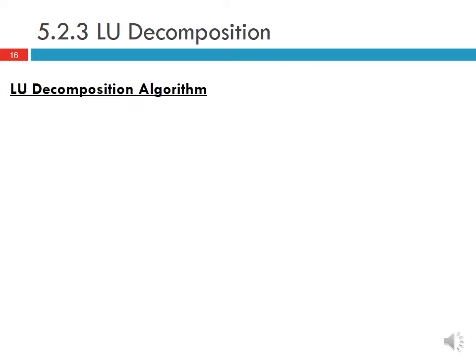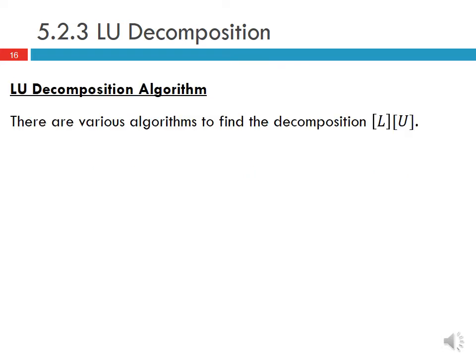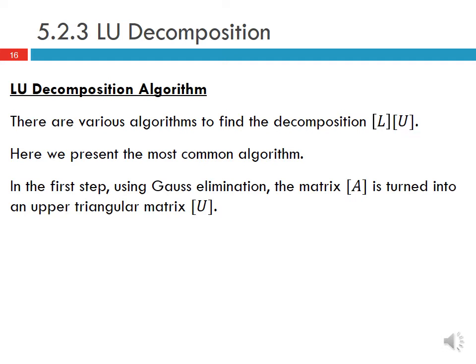So let's take a look at the LU decomposition algorithm. There are various algorithms that we can use to find the decomposition LU. And this decomposition is not unique, so there's more than one combination of L and U that can give us A. Here we're just going to look at one of the most common algorithms. In the first step, we use Gauss elimination to turn the matrix A into an upper triangular matrix, which we'll call U.